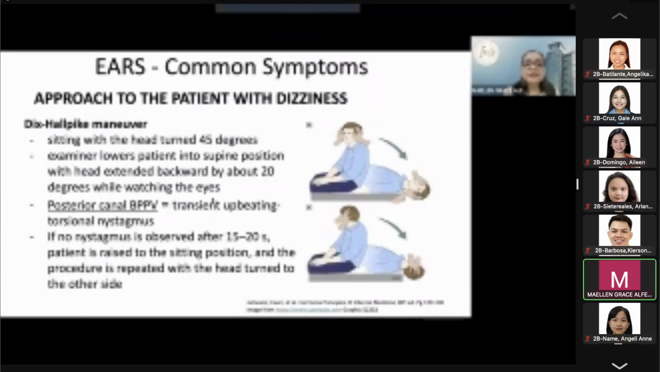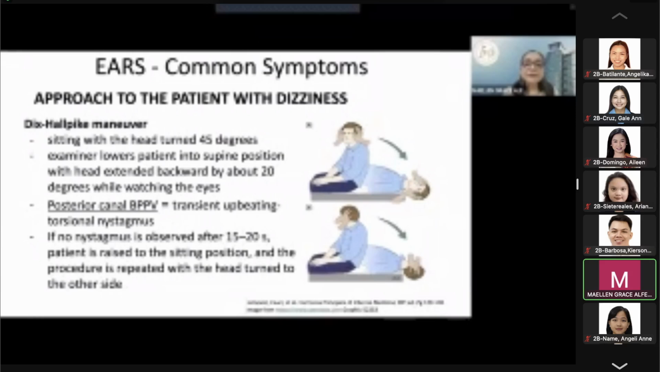Usually, you will see a transient upbeating torsional nystagmus, which is present in a posterior canal BPPV. Now, if this is not present, you can repeat it on the other side. If still it is not present, probably it's not due to BPPV.